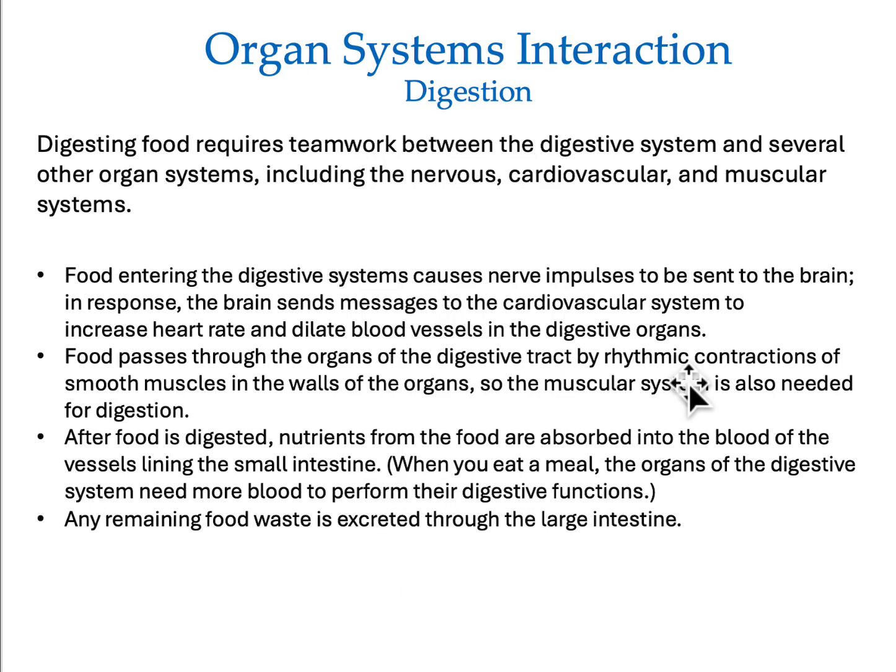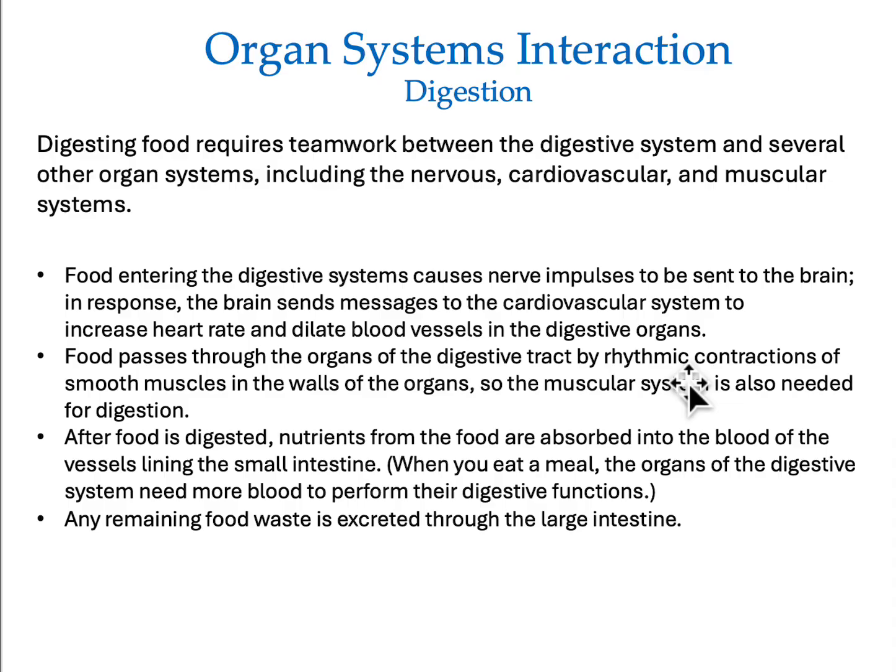Organ systems interaction, digestion. Digesting food requires teamwork between the digestive system and several other organ systems, including the nervous, cardiovascular, and muscular systems. Food entering the digestive system causes nerve impulses to be sent to the brain. In response, the brain sends messages to the cardiovascular system to increase heart rate and dilate blood vessels in the digestive organs.